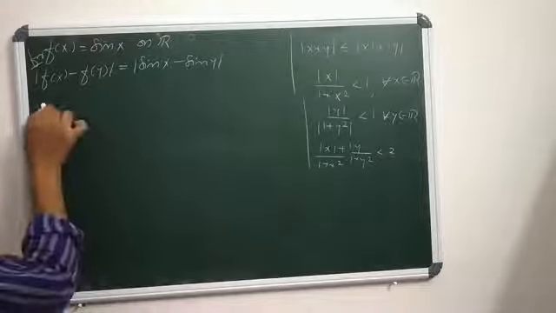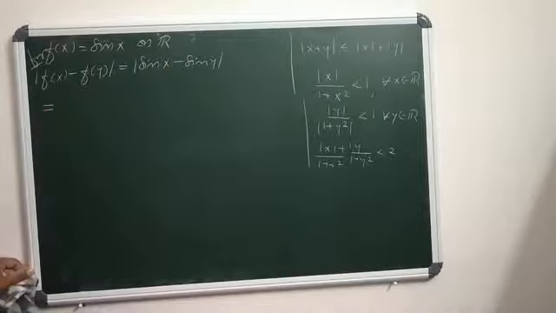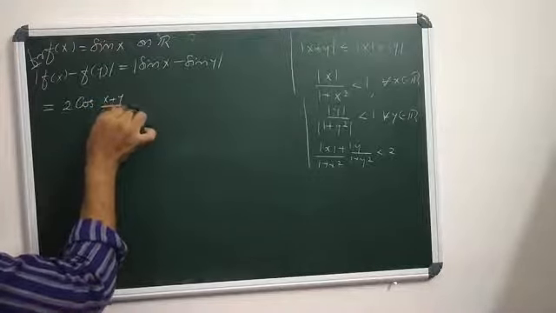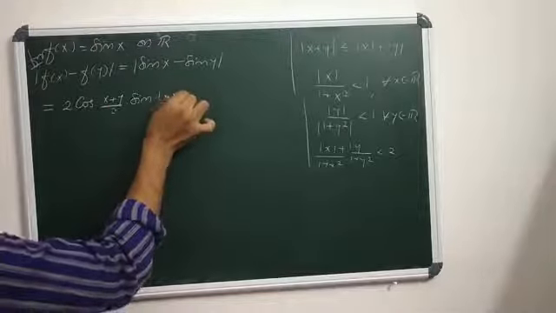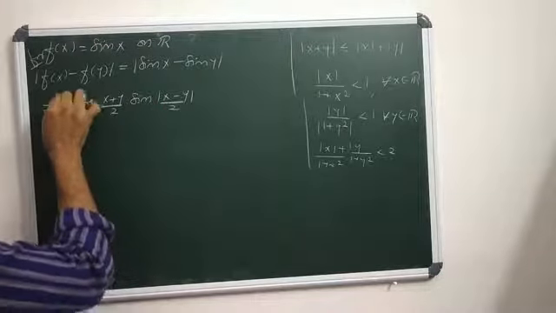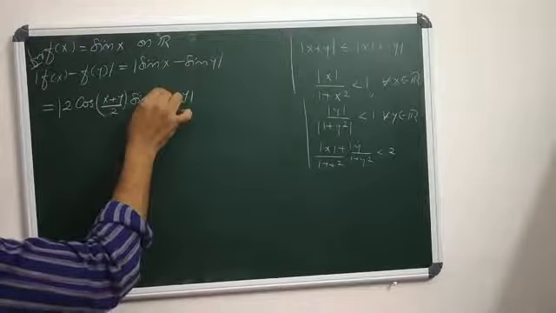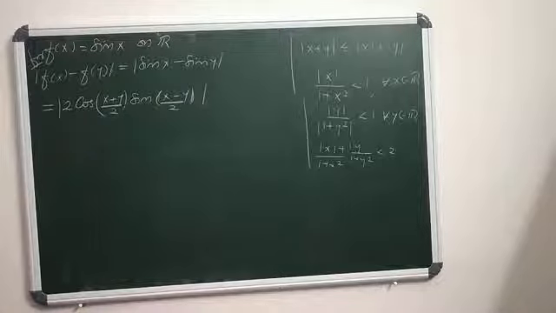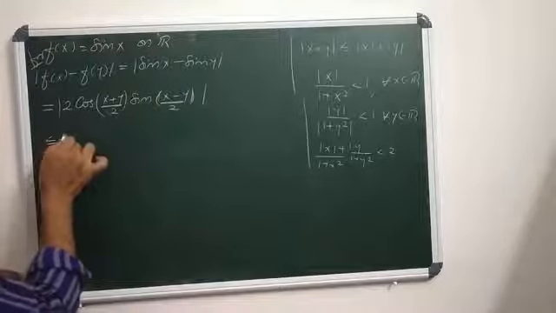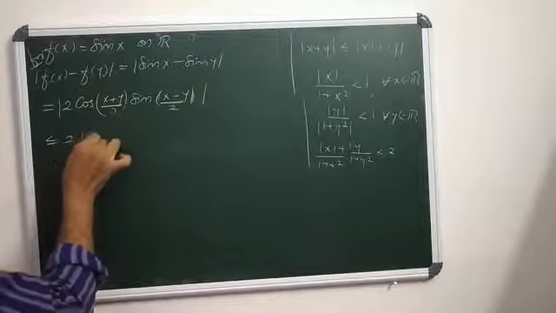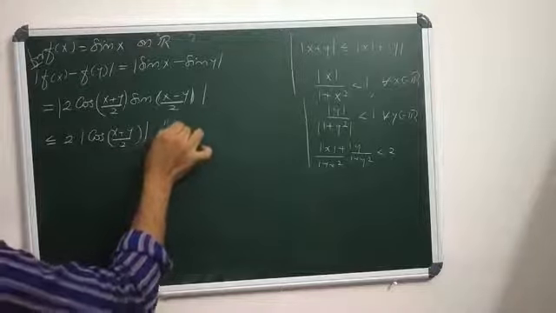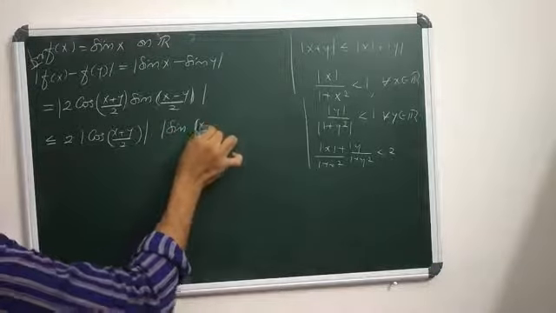So it's of the form sin c minus sin d. What is sin c minus sin d? It is 2 cos of (c plus d) by 2 into sin of (c minus d) by 2. Means 2 cos of (x plus y) by 2 into sin of (x minus y) by 2. So the modulus of that is less than or equal to 2 into modulus of cos of (x plus y) by 2 into modulus of sin of (x minus y) by 2.